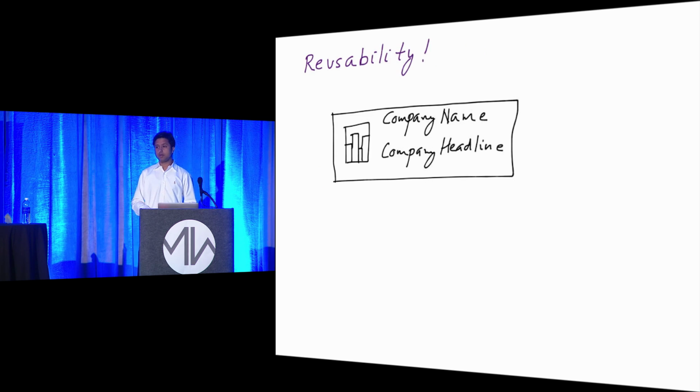Now, there were many more uses of this. The first one was that we were able to reuse the same template to not just display a person, but to also display a company. The person name could be replaced by a company name. The person headline could be replaced by a company headline. And suddenly, we were able to display a company in the same template that we were using for a person. So it resulted in reusability.